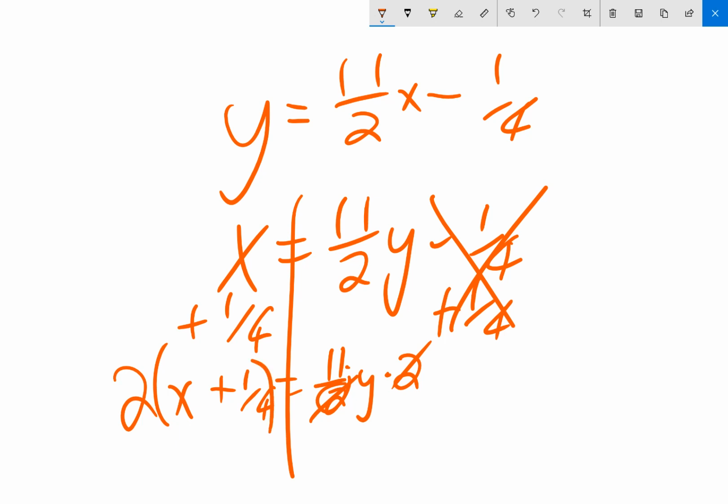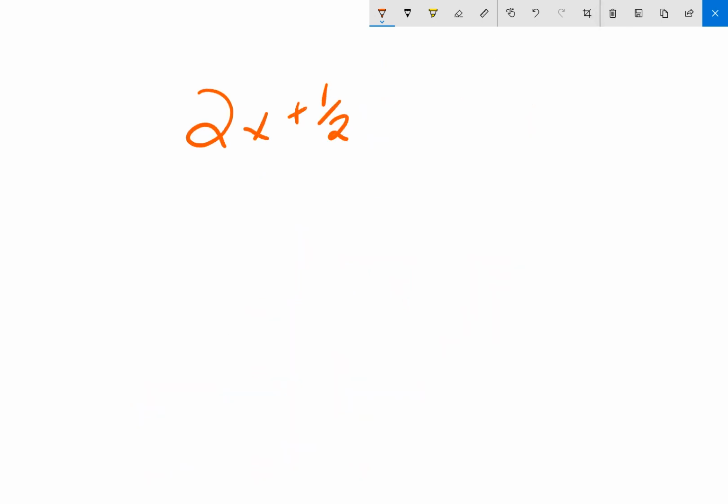So when I multiply both of these by 2, the right side will cancel out. It'll just be 11y. And on this side, we'll have 2 times x, which makes 2x, and then 2 times 1/4, which would make 2/4, but 2/4 is the same as 1/2. So I'm just going to write this as 1/2. Let me erase this to have a little more space. If you want to see this, you can always rewind. But we have right now 2x plus 1/2 equals 11y.